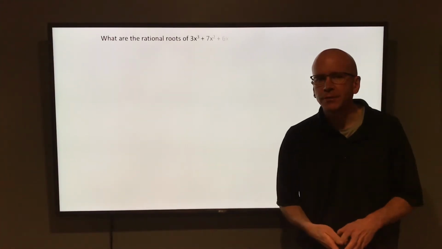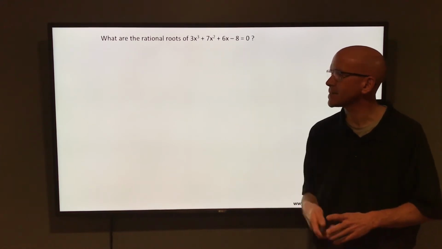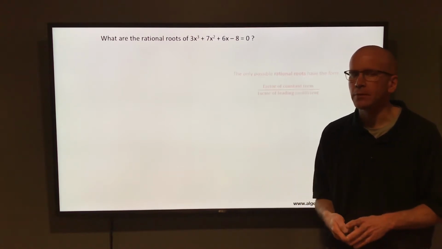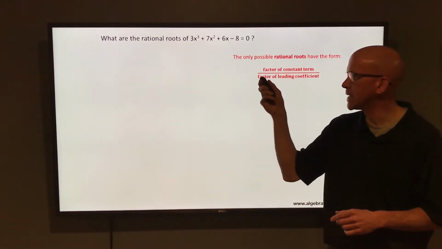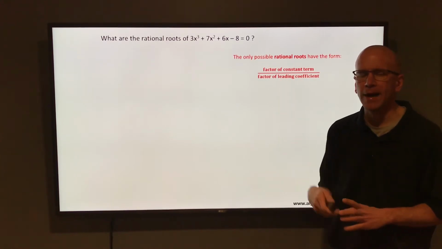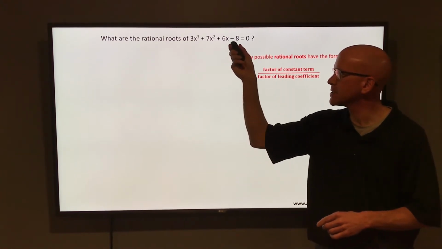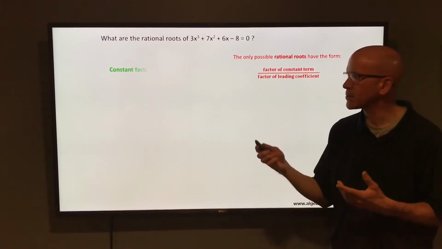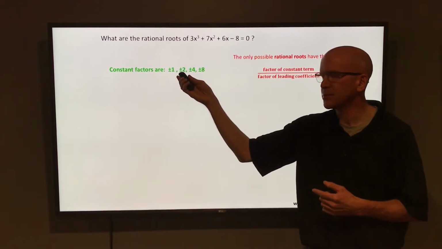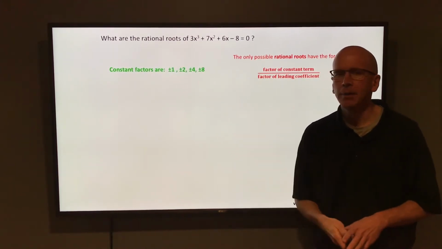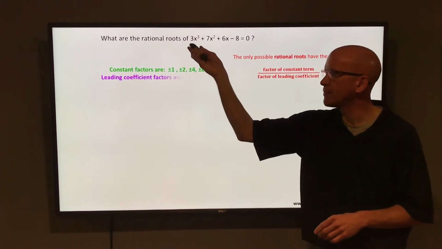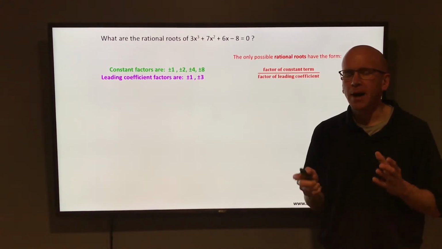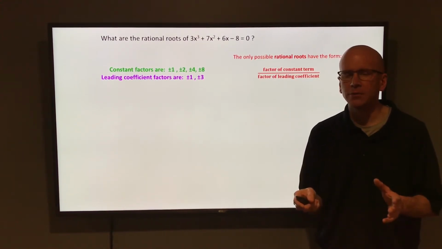What are the rational roots of 3x to the third plus 7x squared plus 6x minus 8 equals 0? So what are the rational values of x that make the y value equal to 0? Well, the only possible rational roots are taking factors of the constant term over factors of the leading coefficient. So factors of the constant term would be factors of negative 8, and factors of the leading coefficient would be factors of 3. So factors of negative 8 could be positive negative 1, positive negative 2, positive negative 4, and positive negative 8. And then factors of 3 could be positive negative 1 and positive negative 3.